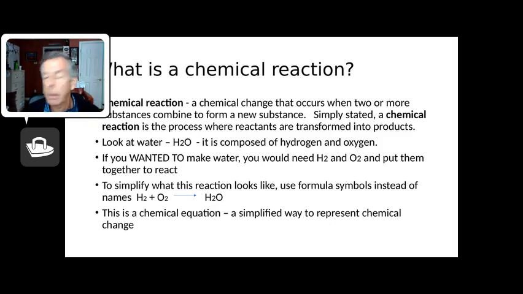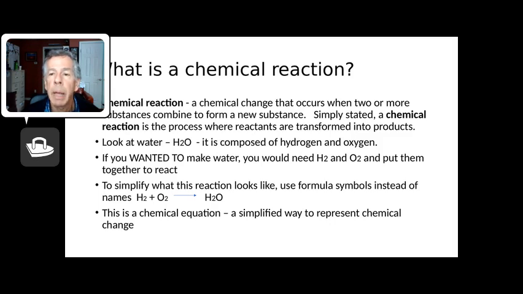So let's take water, for example, because that's something everybody knows about. If we wanted to make water, you would need to add hydrogen and oxygen and put them together to react. Okay, sounds simple, but not something I would suggest doing, even if you could do it. Why? Hydrogen and oxygen make water. That's a simplified way to make it.